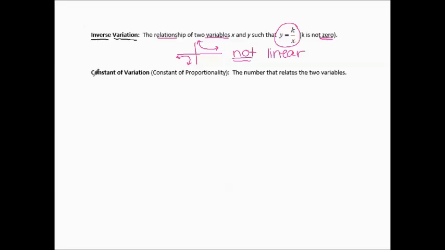Similarly to direct variation, I have a constant of variation, the constant of proportionality. It's the number that relates the two variables. Just like direct, we represent this as k. This is the same as direct. We have that constant k.